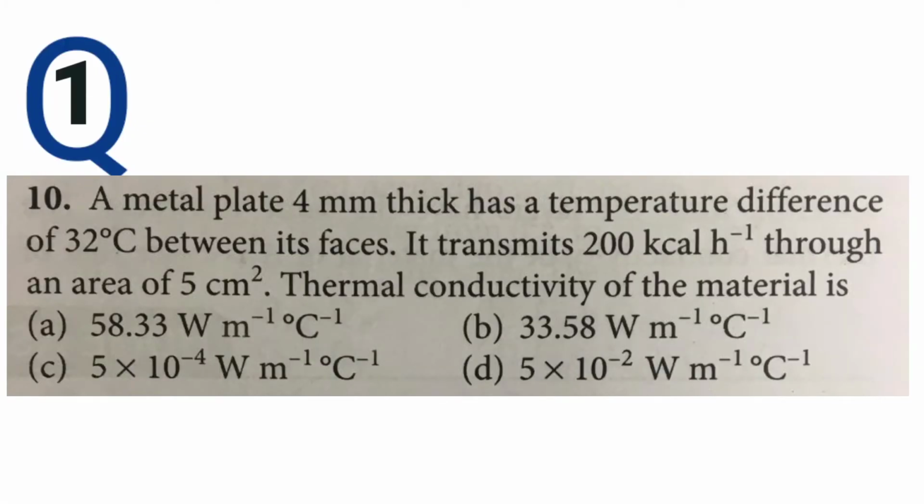We can do a question this way. A metal plate 4 mm thick has a temperature difference of 32 degrees Celsius between its faces. It transmits 200 kilocalorie per hour through an area of 5 centimeter square. Thermal conductivity of the material is. So that's the question here.